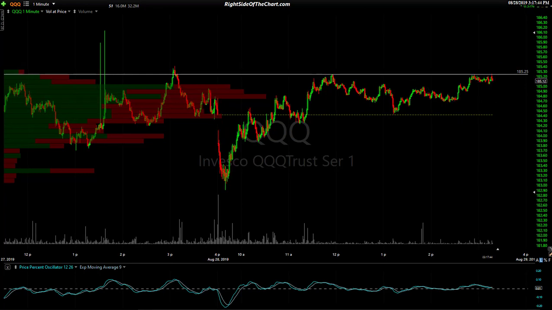When I say too tight, you can just see, this is intraday noise. There's always going to be this back and forth. So if you're using a stop on QQQ of, you know, 5 cents, 10 cents, you might as well not trade because they're going to shake you out in the noise.